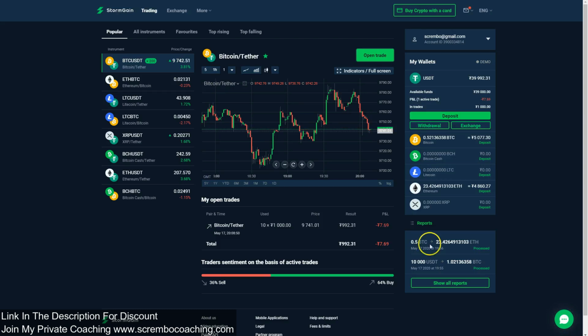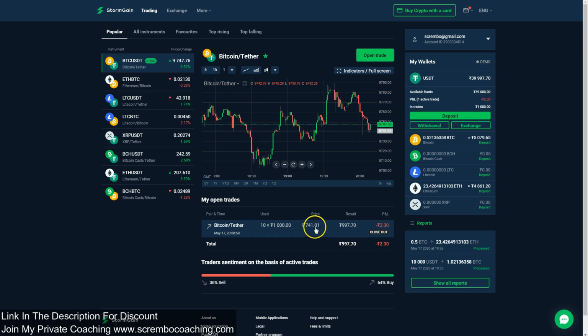And now it shows up quite nicely over here under my open trades, where we see the pair, timing, used, price, result, and then profit and loss representation, plus the total. If we have multiple trades, then the total representation of that. So take a look at this, guys. We've got 10x multiplied with 1,000. That is a $10,000 position. Very nicely.